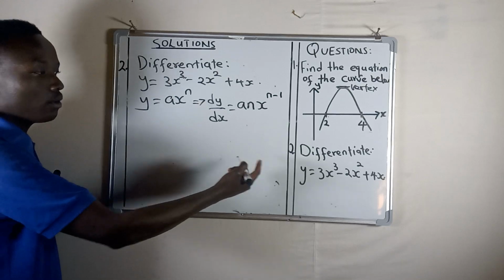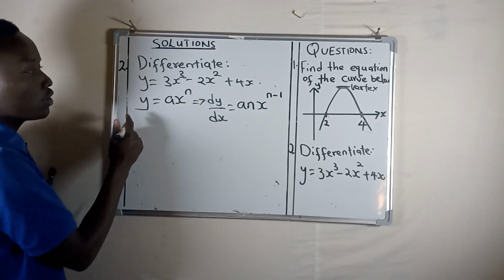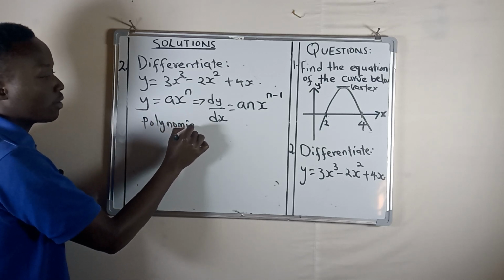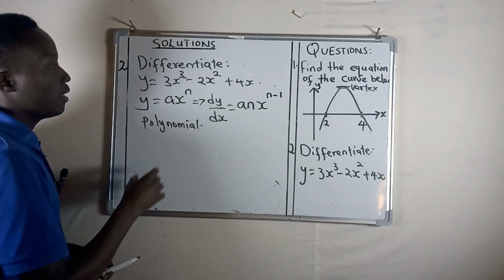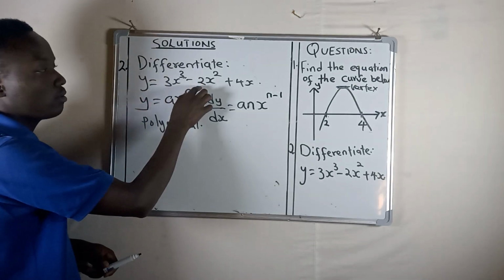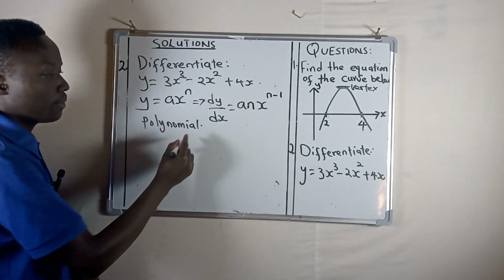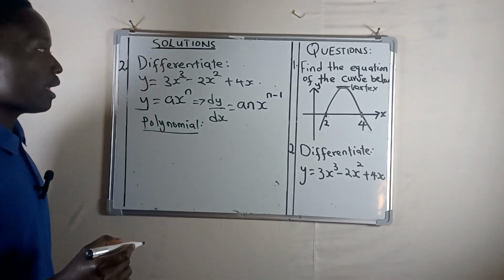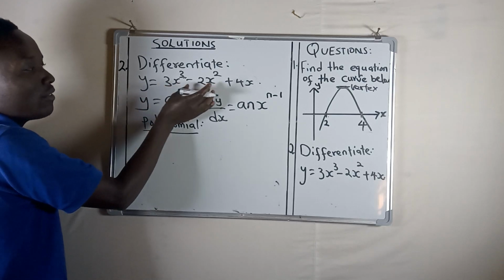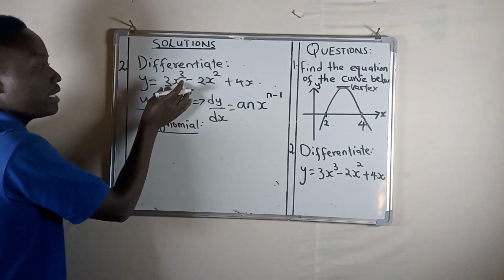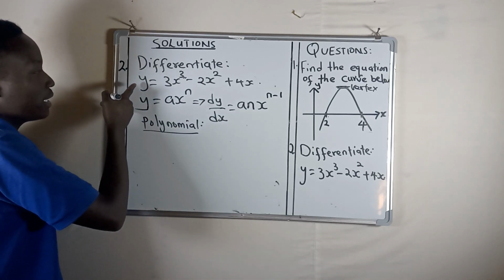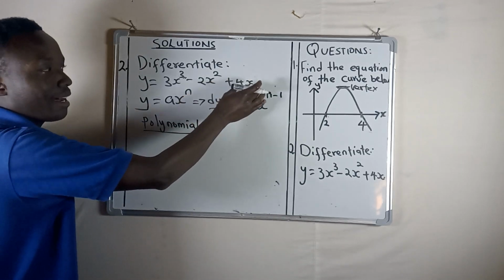So how then do we go about differentiating such kind of an equation? When you have such an equation, we call it a polynomial because it is made up of more than two terms. That is why we call it a polynomial. So how do we differentiate? We differentiate such a polynomial by differentiating each and every element. That means we are going to differentiate the first one, the second one, and the third one.